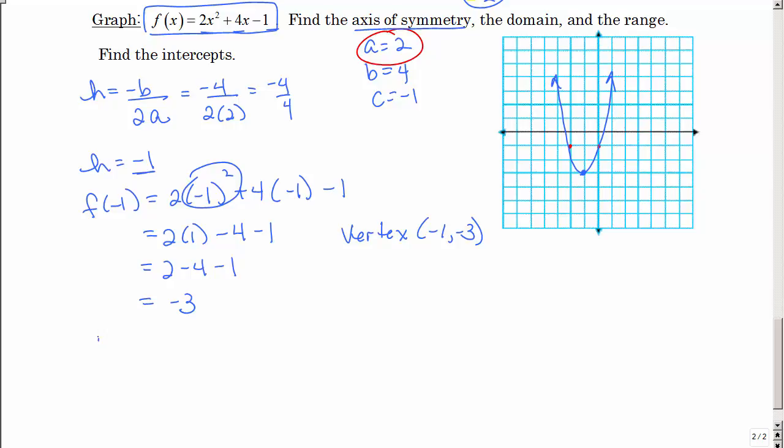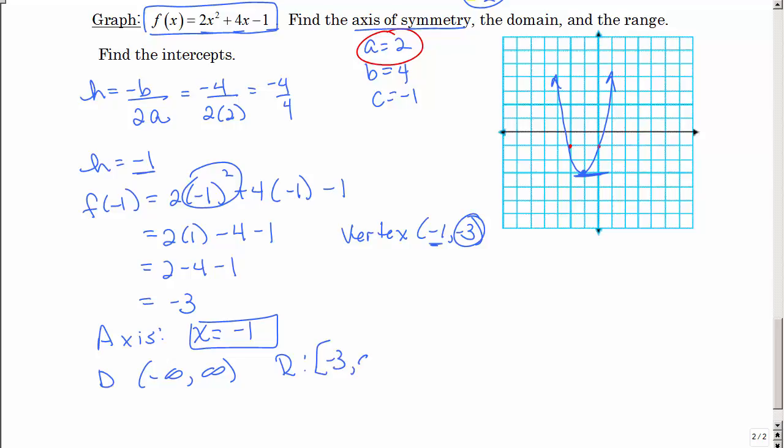Axis of symmetry, x equals -1. Domain, range, bottom to top. What's that low y value? And then it goes on up forever. Now, you can either do the math or not. Look at the picture. What is your y-intercept? Can you see it right there? Isn't it at -1? But if you're not sure, you can come up here and plug in 0 for x.